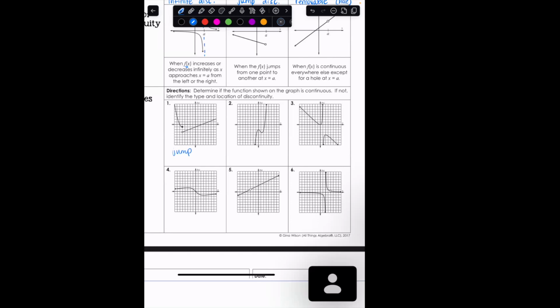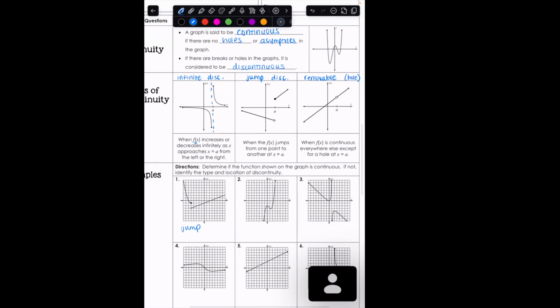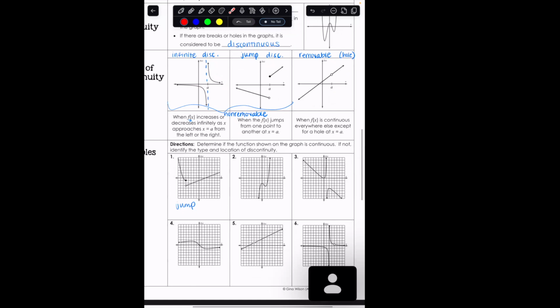Yes, perfect. Something to clarify, so this paper doesn't really get into it, but these are also called non-removable. So sometimes you'll see it written as a non-removable infinite discontinuity or a non-removable jump discontinuity, and then these are referred to as just removable. Okay, so perfect. So jump discontinuity at x equals -5. These boxes are really tiny.